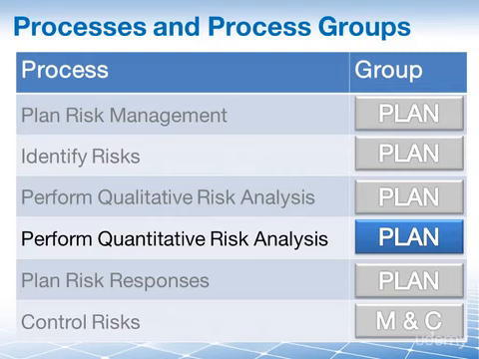Here you see the processes of project risk management that you will find in the PMBOK guide. And as we have just learned, we have 6 processes in this process group, and the first 3, plan risk management, identify risks, and perform qualitative risk analysis, we covered in previous lessons. Our focus now is on the perform quantitative risk analysis process, which is part of the planning process group.